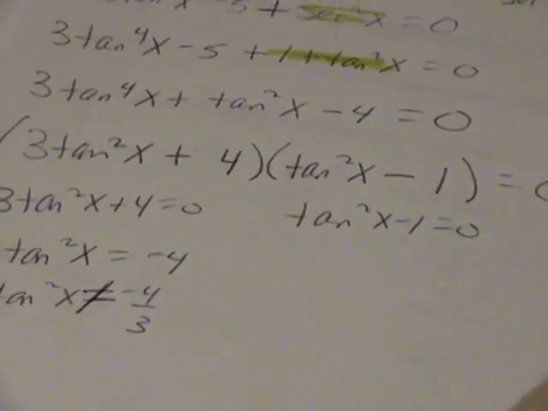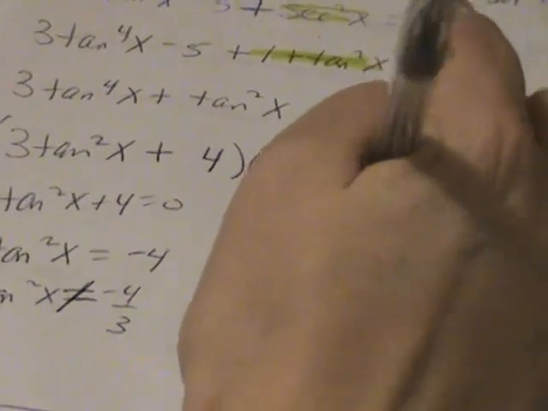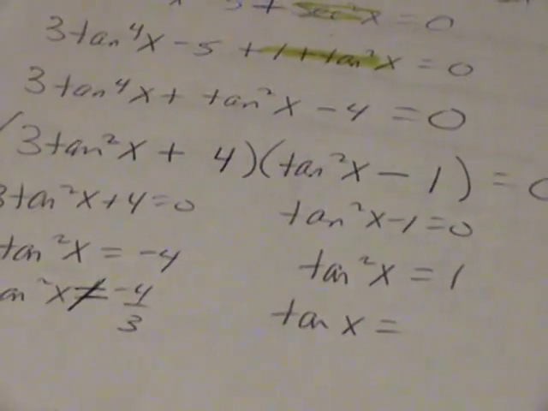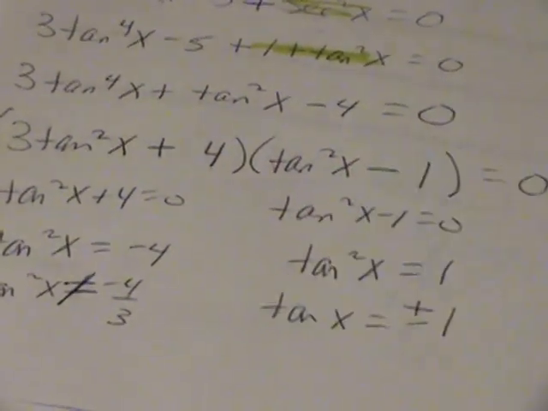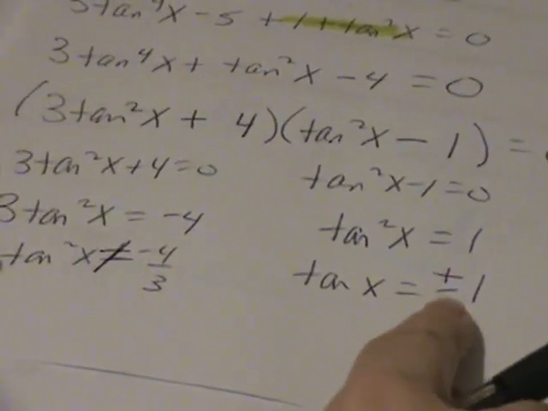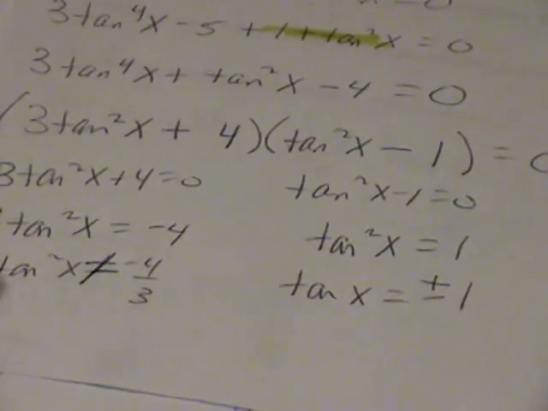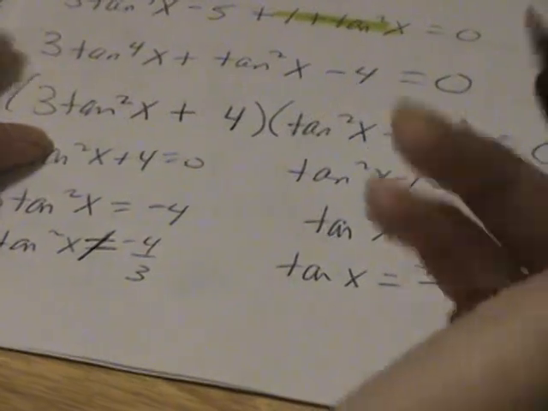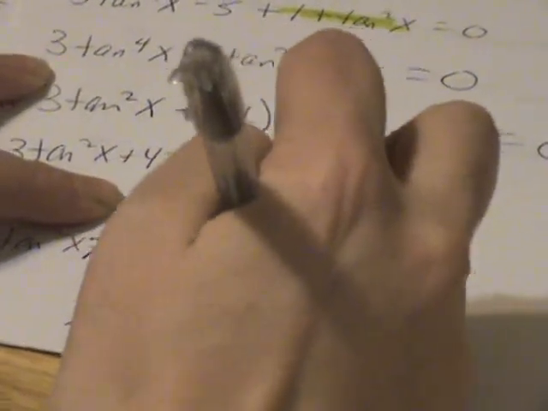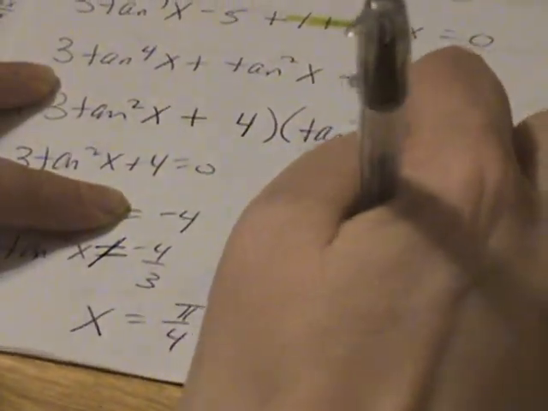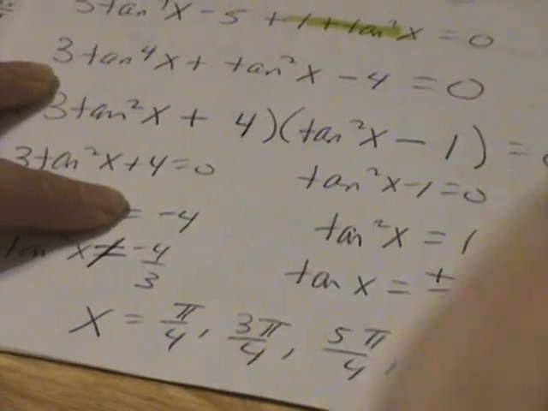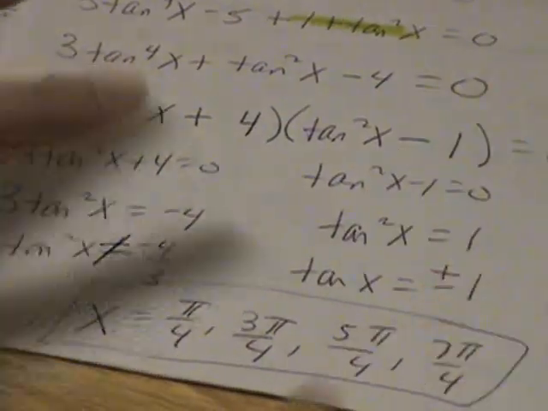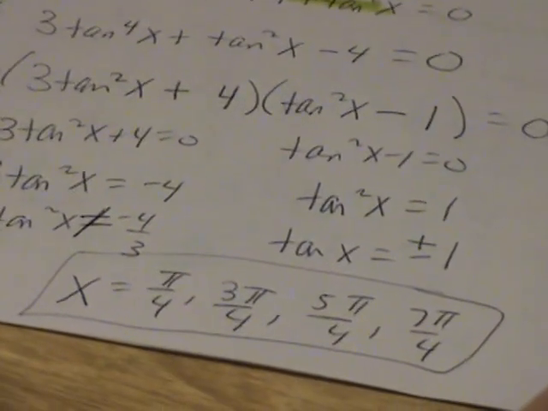Over here, what am I going to get over here? Tangent squared x equals 1. Take a square root. Tangent x equals not just 1, but plus or minus 1. So when you get a plus or minus, you're going to get answers from all 4 quadrants. Look, I don't even need this sheet of paper. I thought I was going to need that paper. So plus or minus 1. Where's the tangent 1? Pi over 4, so that's my quadrant 1 answer. 3 pi over 4. 5 pi over 4. And 7 pi over 4. So there's my 4 answers there.